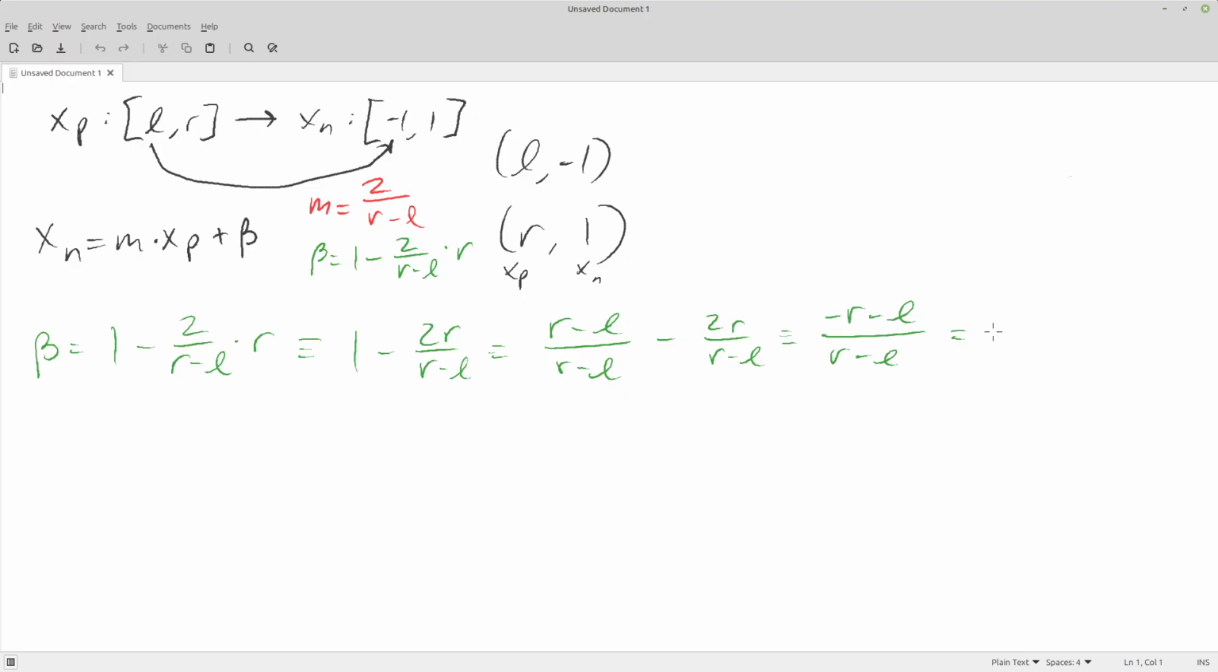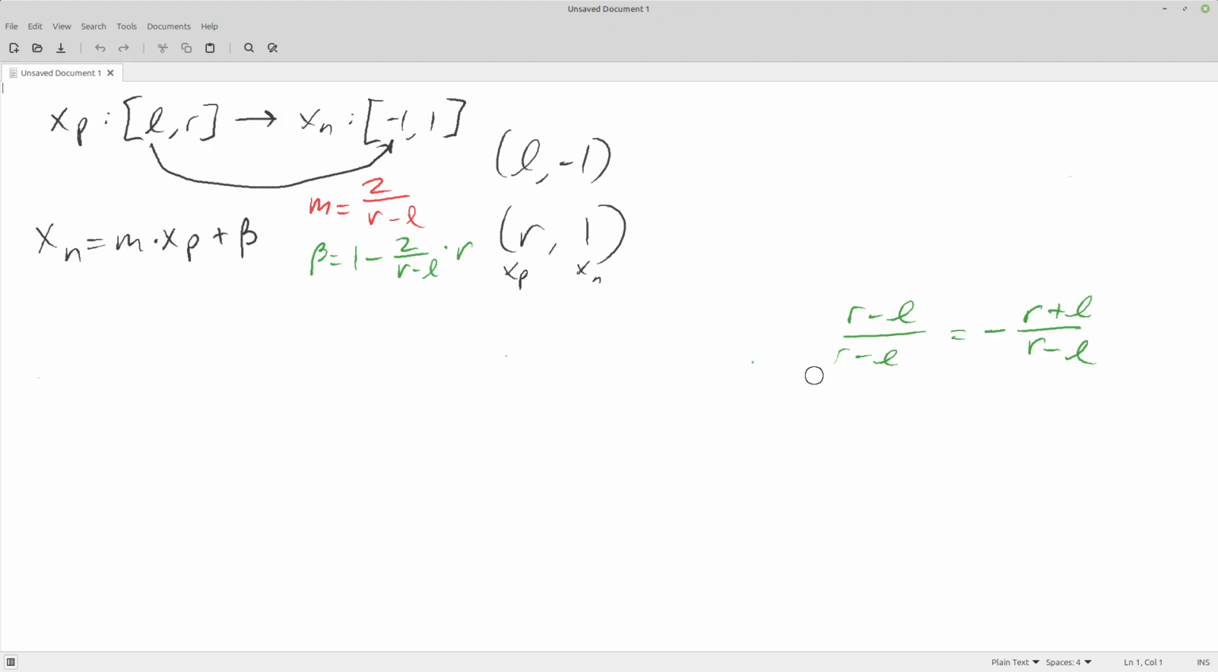Yeah, you can factor out the negative, so you have negative r plus l over r minus l. And that's going to be our improved value for beta. So let's actually replace that value there with that. And this just makes the math later a little bit easier, having it in this kind of format. It's, again, equivalent to what we had before. Just helps a little bit.